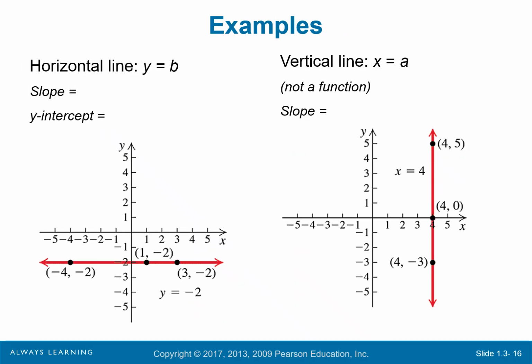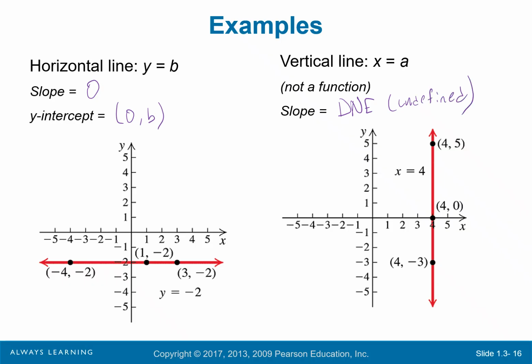So looking side by side at these, when we have a horizontal line y equals b like this one, our slope is always 0, and our y-intercept is always (0, b). And for a vertical line, x equals a, which is not a function, notice, the slope does not exist, or sometimes we say undefined.